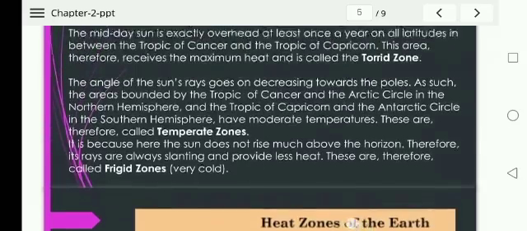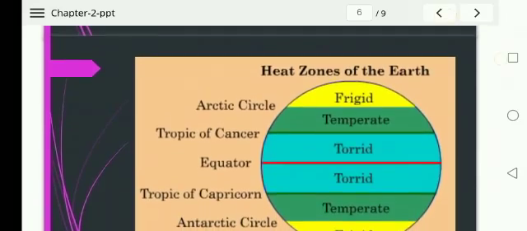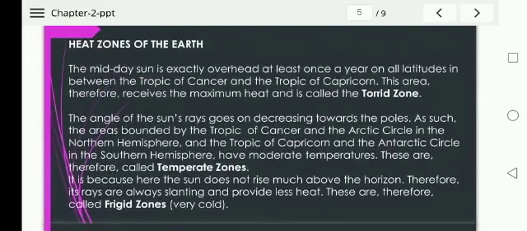as the torrid zone. And the second one: the angle of the sun's rays goes on decreasing towards the poles, and as such the area bounded by the Tropic of Cancer and Arctic Circle in the northern hemisphere, and the Tropic of Capricorn and Antarctic Circle in the southern hemisphere, has moderate temperature, and these are therefore called the temperate zone. Like here, Tropic of Cancer to Arctic Circle in the northern hemisphere and Tropic of Capricorn to Antarctic Circle in the southern hemisphere is known as the temperate zone.